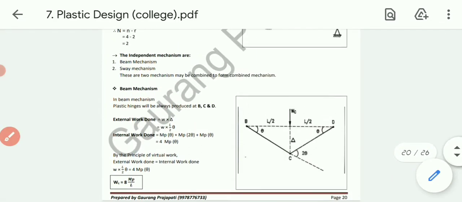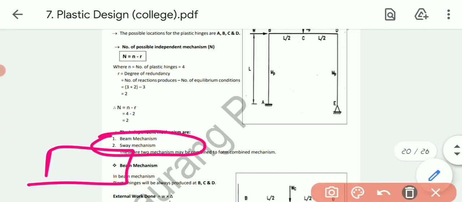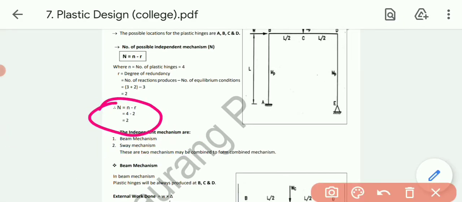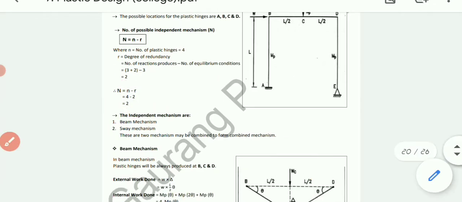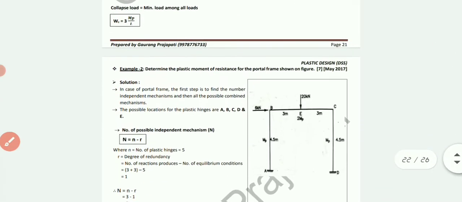So what we need to do, first of all, is calculate this n. From this we will get the number of independent mechanisms, which mostly comes to two. So one we need to do is the beam mechanism and the other is the sway mechanism, and once you get the two mechanisms, we need to combine them both, which is known as the combined mechanism. Okay, like that. Let's solve another example.